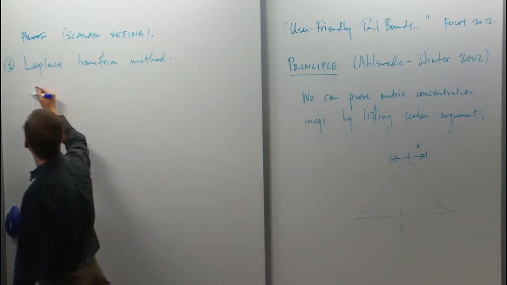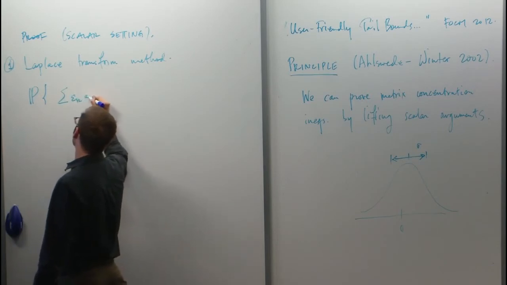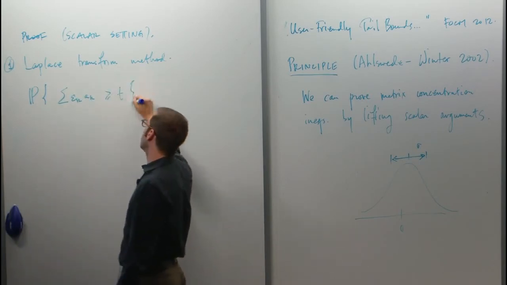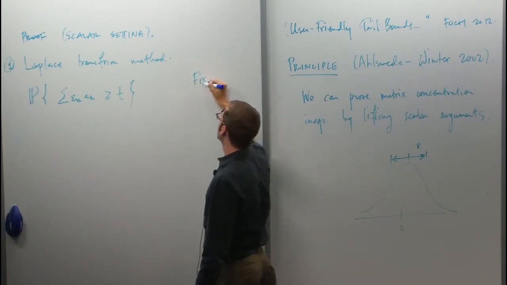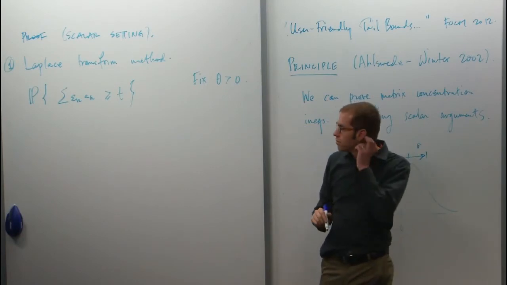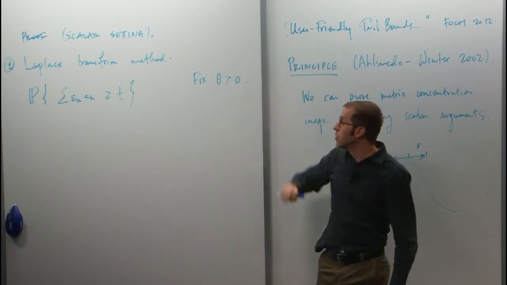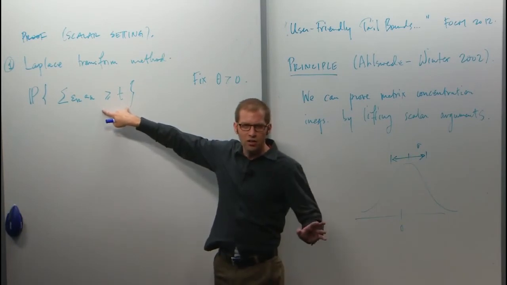So we're going to be interested in the probability that this Rademacher series in the scalar case exceeds a level t. And the way that we're going to deal with this is by fixing a scalar parameter theta, which is strictly positive. We're going to multiply both sides of this event by theta. Doesn't change the event. And then we're going to exponentiate.